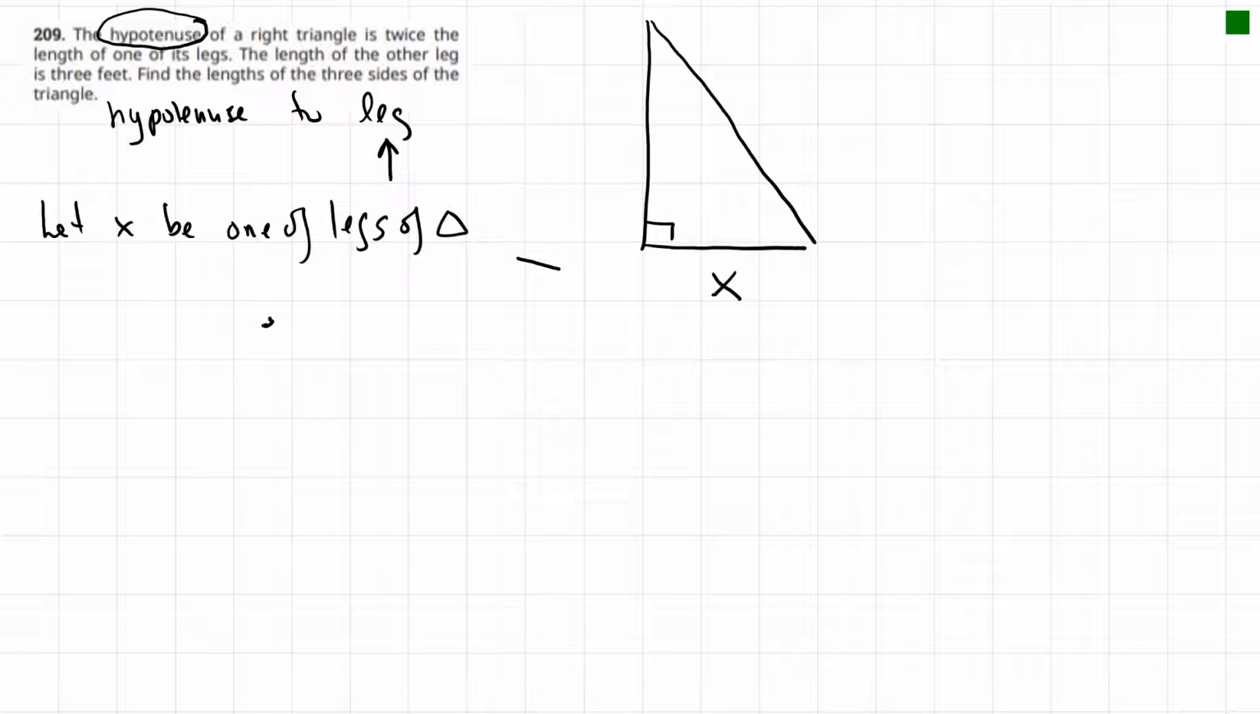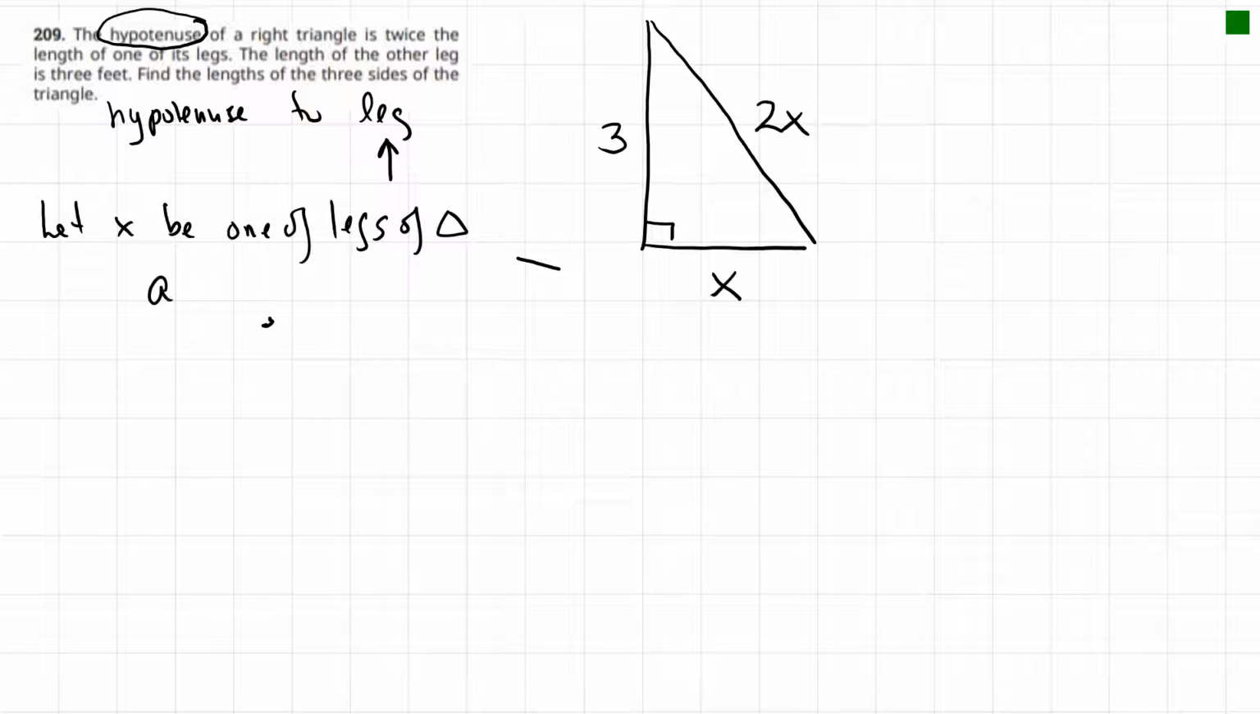And I say, all right, there it is. There's x. Then I say, all right, the hypotenuse is twice the length of that leg. So that means that's 2x. And the length of the other leg is 3 feet. So that gives me the triangle with all its sides labeled, and I want to now use an equation to solve this, but the equation that links all these is Pythagoras.